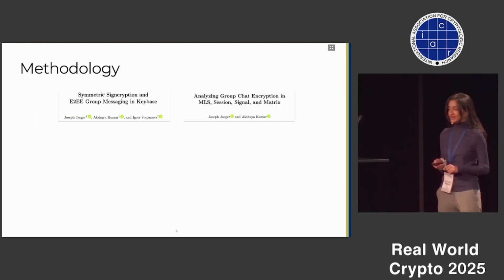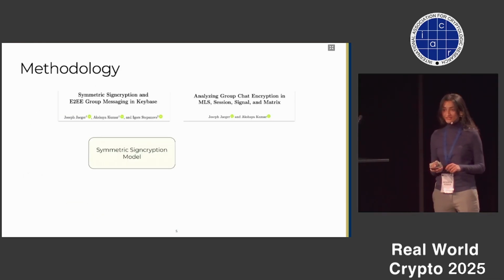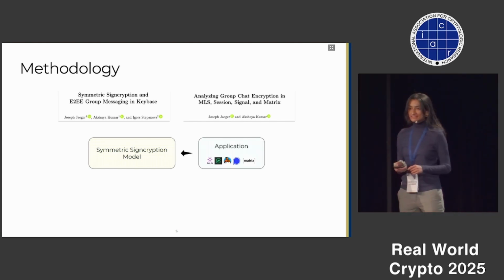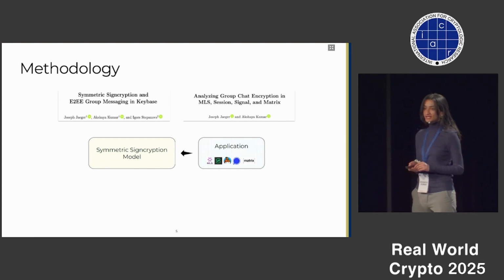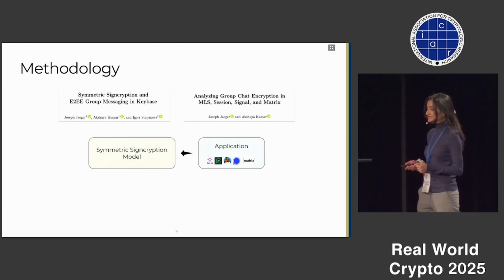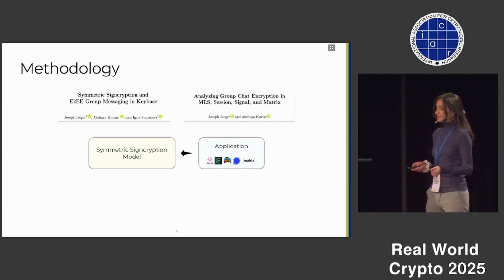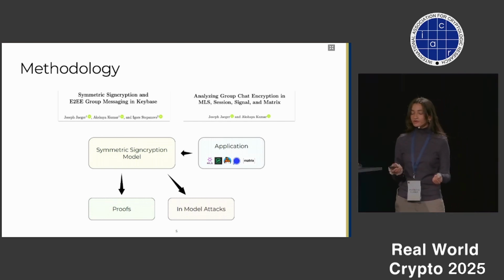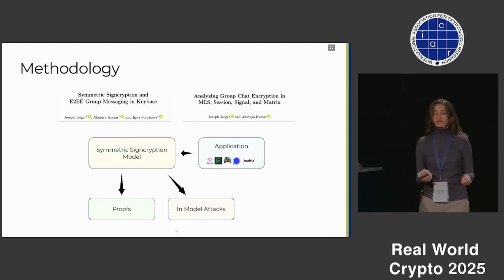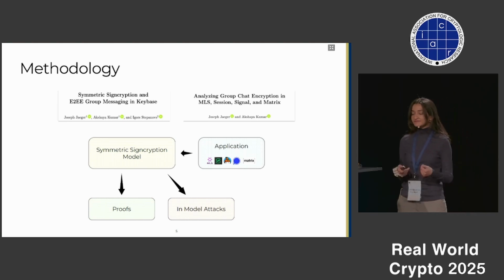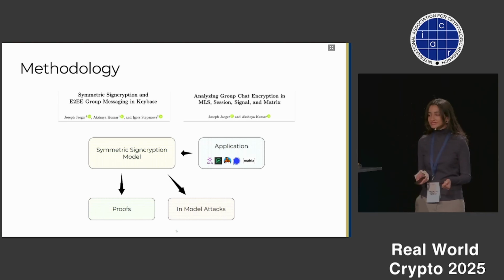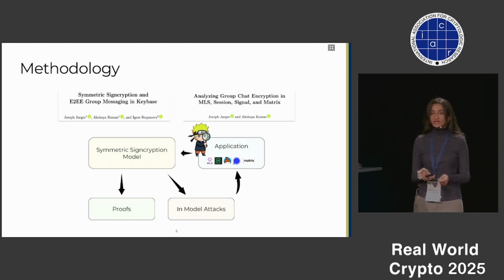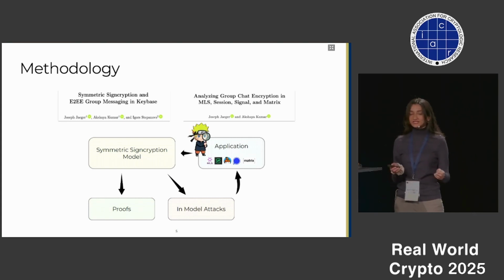Across two papers, we introduced a formalism for symmetric sign encryption and defined security notions. Then we looked at various messaging applications, identified their core group chat encryption algorithm, and made it fit our model. Then we used our security definitions to either prove these algorithms secure or find attacks in our model. Whenever we found an attack, we checked if these attacks translate into real-world attacks against the protocol itself, and this required looking at details of the protocol beyond the chat encryption itself.